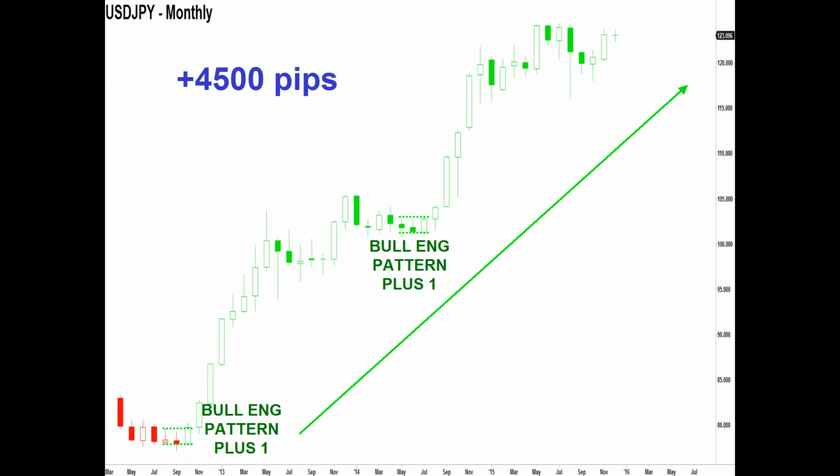And the beauty of a strong market that is oftentimes projected with these setups is that it will give you second chances. So if you missed the first one, just as the euro dollar went down and gave you another chance, the dollar yen gave you another chance as well in May of 2014 to go along with a bullish engulfing pattern plus 1.